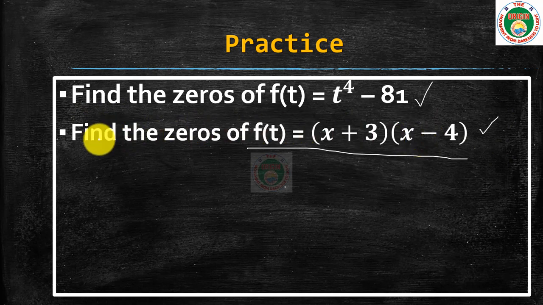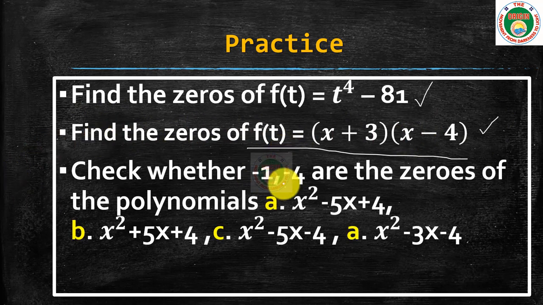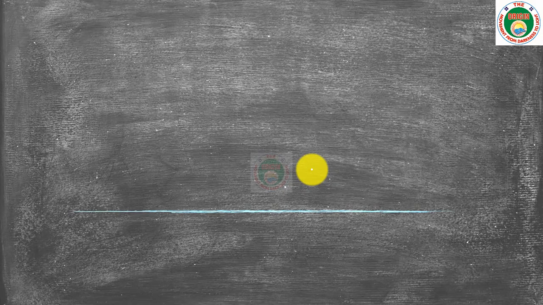Write the reasons. Next, check whether minus 1 comma minus 4 are the zeros of the polynomial in problem a. The options are x square minus 5x plus 4, x square plus 5x plus 4, x square minus 5x minus 4, x square minus 3x minus 4. We need to check whether these two values are zeros of the given polynomial, that is minus 1 and minus 4. Substitute x equal to minus 1 in all equations and x equal to minus 4 in all equations. If the resultant is 0, then these two values are zeros, otherwise they are not zeros.